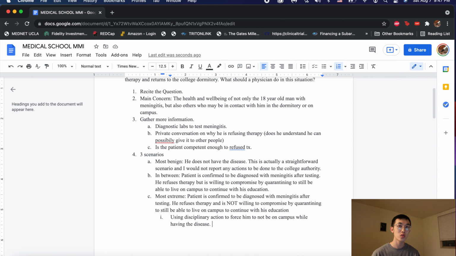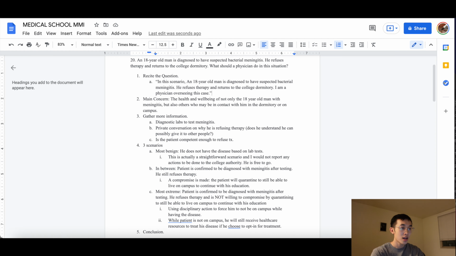To make your solution not sound so harsh, you can also say, while we are using disciplinary action to keep him away from campus, we're still giving him some resources to access healthcare and giving him adequate healthcare prior to accepting him on campus again. So those are the 3 scenarios. It can be a stretch, but the more that you practice imagining what would be the most benign scenario and what would be the most extreme scenario, it usually helps you think of the middle ground as well.